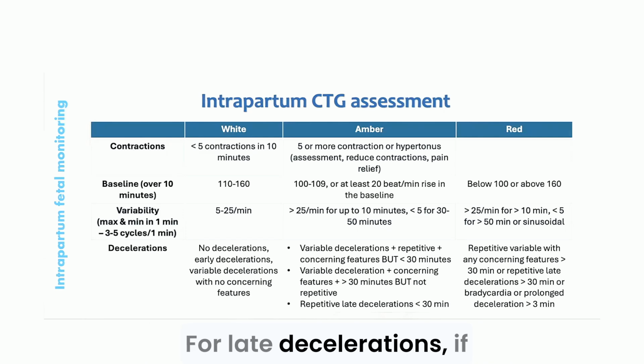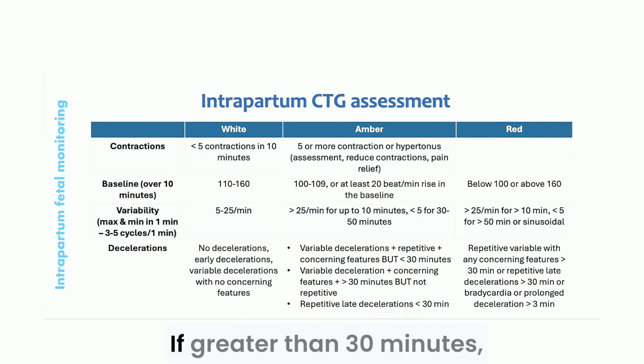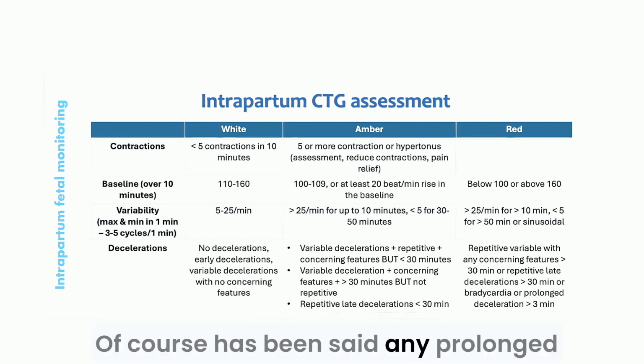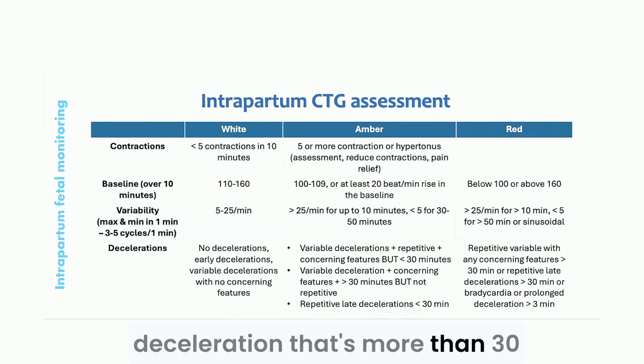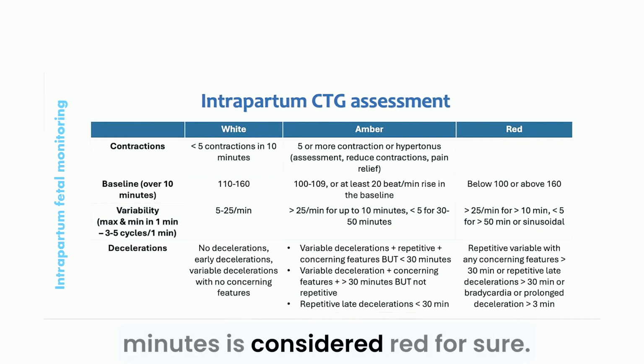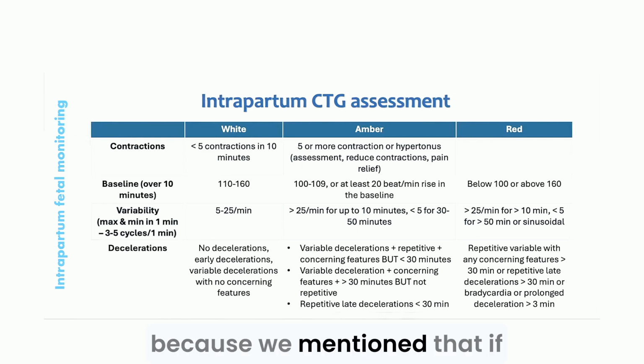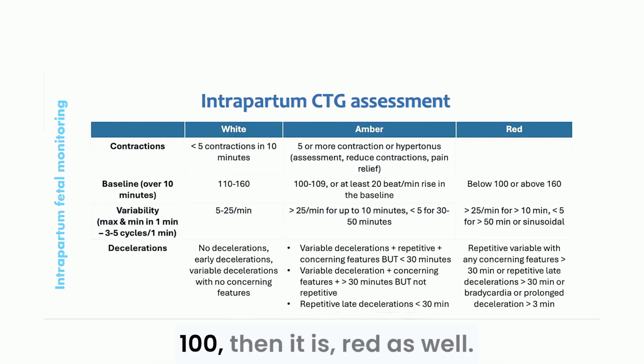For late decelerations, if repetitive but less than 30 minutes, they are amber. If greater than 30 minutes, of course, they are red. Of course, as has been said, any prolonged deceleration that's more than 3 minutes is considered red, for sure. And if there is bradycardia, because we mentioned that if the heart rate is less than 100, then it is red as well.